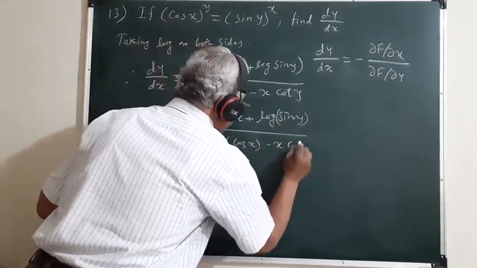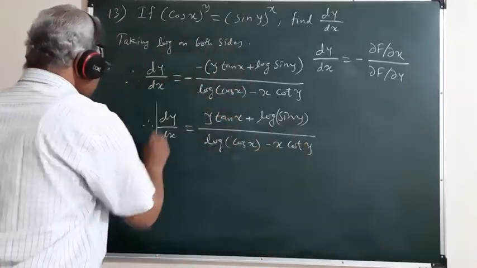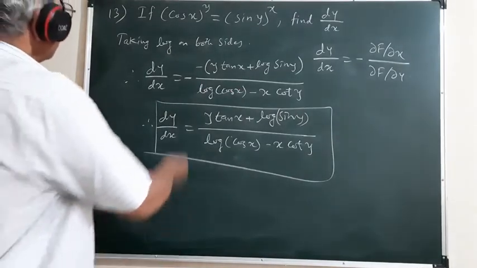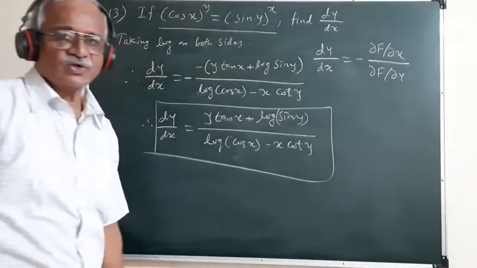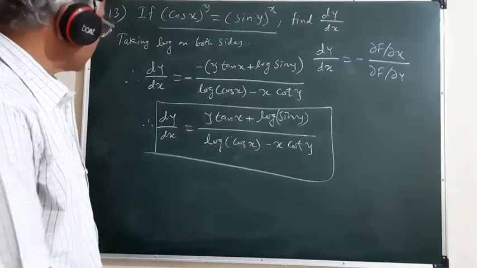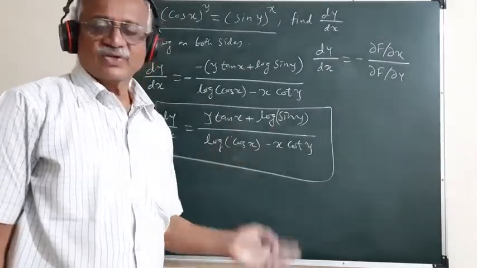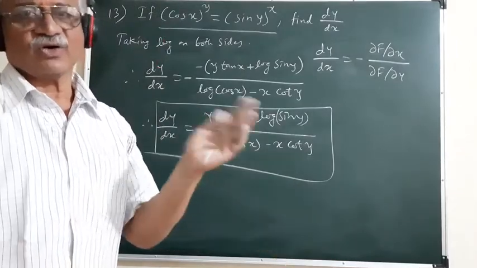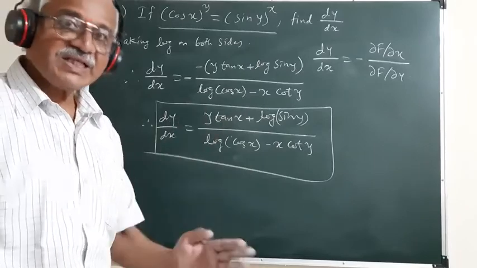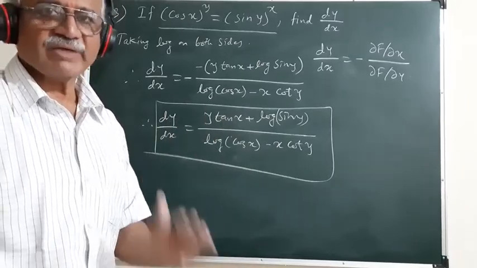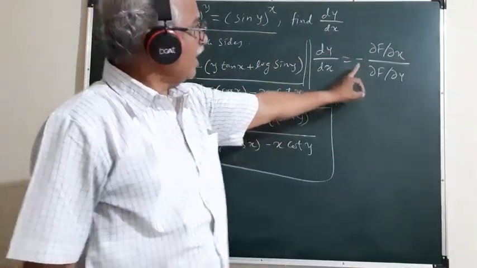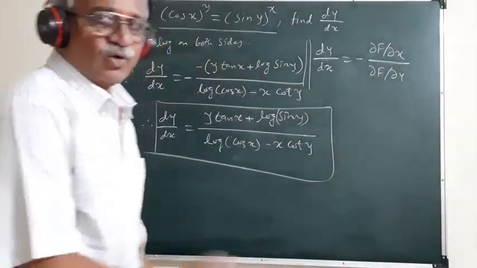This is how we can obtain dy by dx, though in the given expression it is not possible for us to separate x and y from one another. In case of implicit functions, though it is not possible to express y in terms of x or x in terms of y completely, we can still obtain the expression for dy by dx by using this expression: dy by dx is equal to minus dou f by dou x upon dou f by dou y.